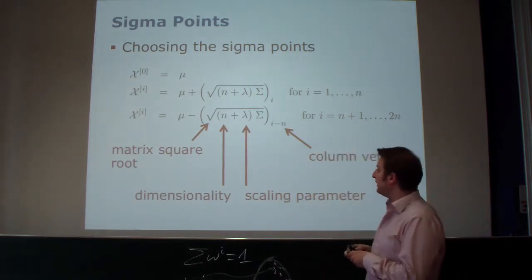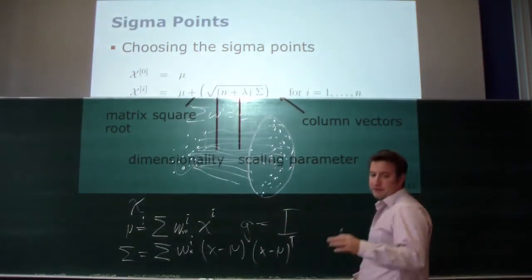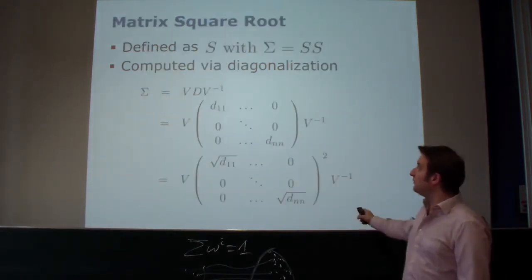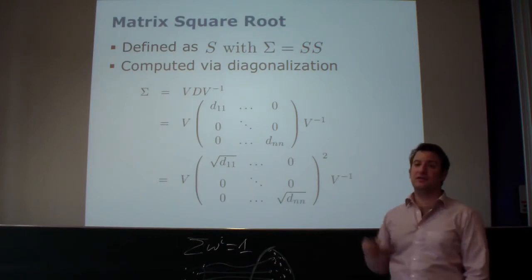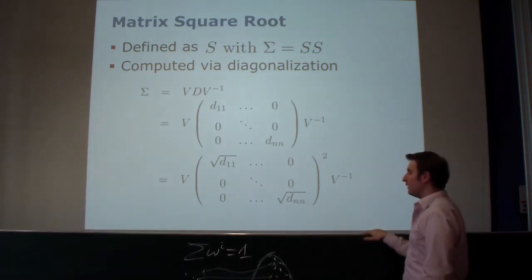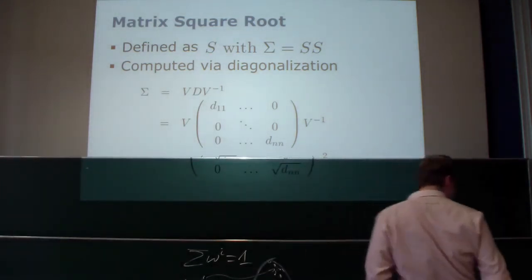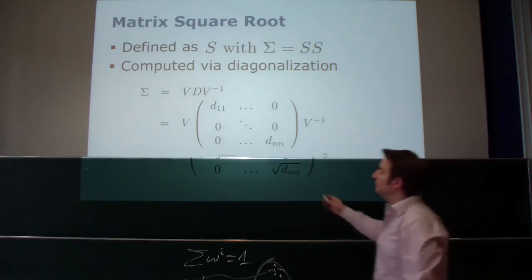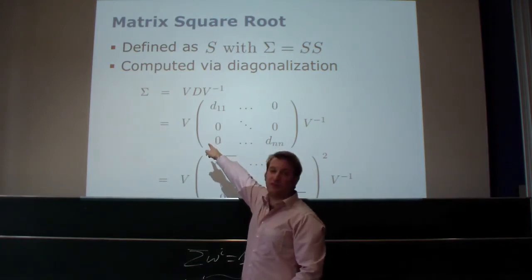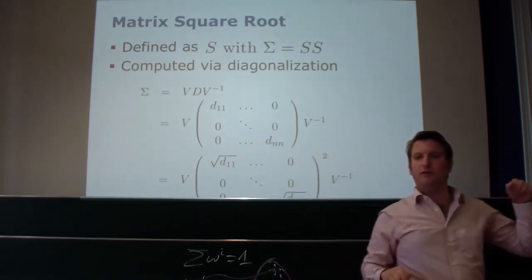Before I draw, I first explain the math, and then I have some figures that make it clear. So what is the matrix square root? The matrix square root is defined as S, so that S times S replicates the original matrix. One way to compute this is by diagonalization. Since sigma is a semi-definite symmetric matrix, we can diagonalize it. We get a diagonalized form with the matrix V, some matrix D, and the matrix V to the power of minus 1, so that the matrix D is in diagonal form.